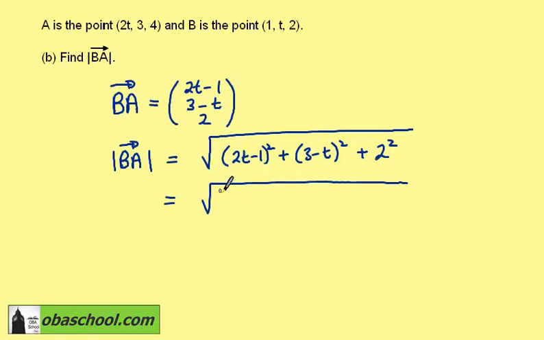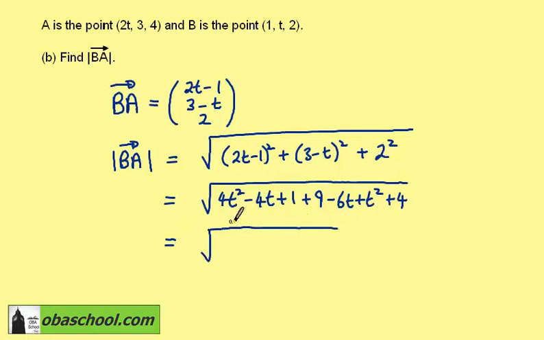By any method we like, (2t minus 1) squared will give 4t squared minus 4t plus 1. (3 minus t) squared gives us 9 take away 6t plus t squared, and 2 squared is 4. So tidying this, we have 4t squared and another t squared, which is 5t squared altogether, minus 4t take away 6t, which gives minus 10t, and for numbers we have 1 and 9 and 4, giving us 14.